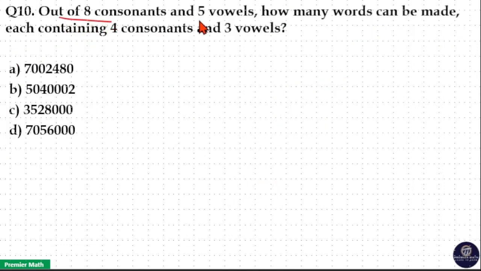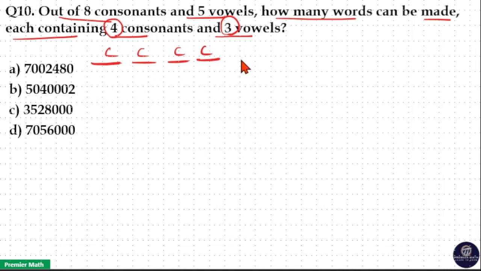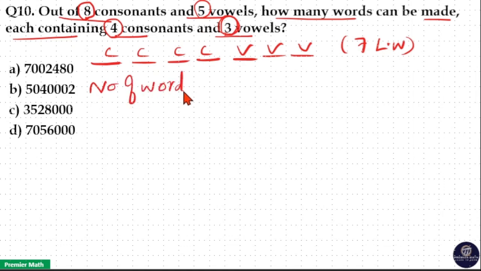Out of 8 consonants and 5 vowels, how many words can be made, each containing 4 consonants and 3 vowels? Here we need to form a 7-letter word involves 4 consonants and 3 vowels. That is total 7-letter word. Now, here this 4 consonants can be selected from this 8 consonants and this 3 vowels can be selected from this 5 vowels. That is, number of words include selection and arrangement. Arrangement of this 7 letters and selection of consonants and vowels.